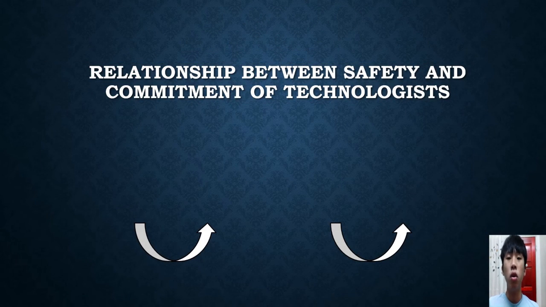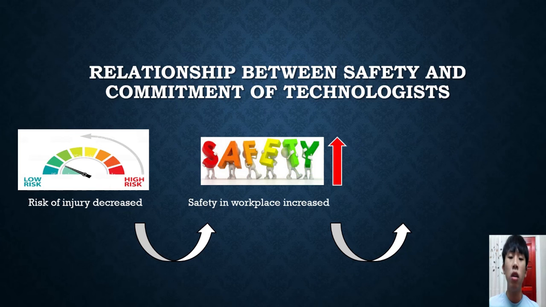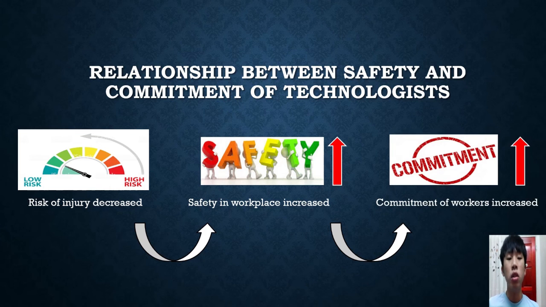So last but not least, I would like to conclude what is the relationship between the safety and commitment of technologies. When the risk of injury in the company is decreased, the safety in the workplace is increased. The last one is the commitment of the workers will increase. So we can conclude that when the risk of injury is decreased, the commitment of the workers will be increased. And last but not least, the overall efficiency of the company will also increase. So that's all from me. I would like to pass to the next presenter to present their slide.